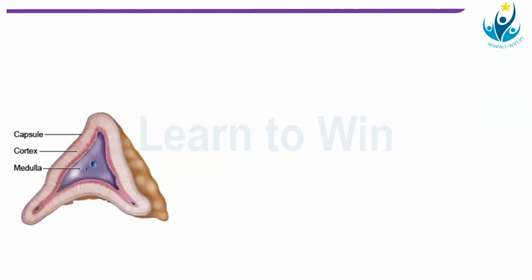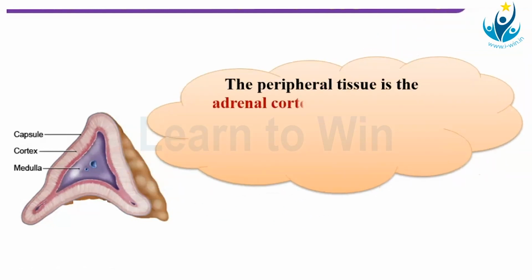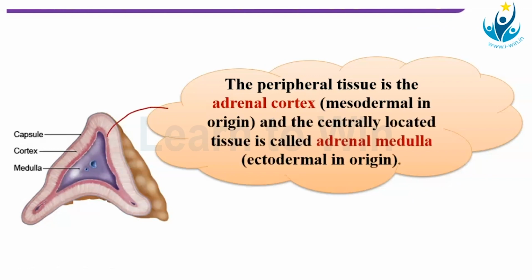When we cut the adrenal gland, we see that it is made up of three parts: the outer capsule, the adrenal cortex, and the innermost medulla. The peripheral tissue is the adrenal cortex, and the adrenal cortex is mesodermal in origin, whereas the tissues of the innermost region, the medulla, are ectodermal in origin.